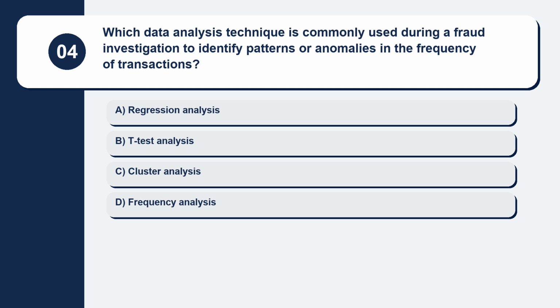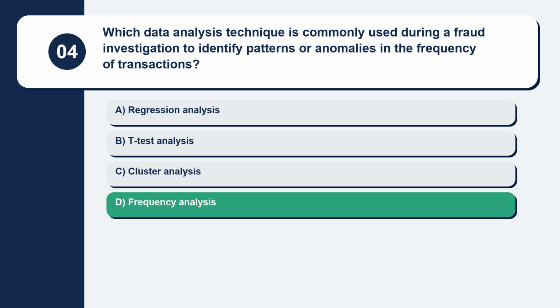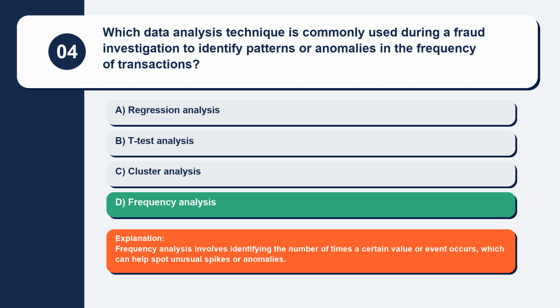Question 4. Which data analysis technique is commonly used during a fraud investigation to identify patterns or anomalies in the frequency of transactions? Regression analysis, t-test analysis, cluster analysis, frequency analysis. Frequency analysis involves identifying the number of times a certain value or event occurs, which can help spot unusual spikes or anomalies.